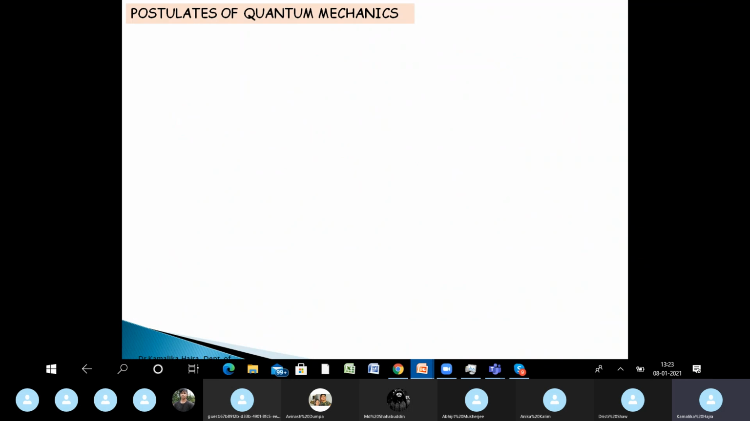Finally, we are now at a stage to summarize the postulates of quantum mechanics. Again, very important. It may come as a question: what are the postulates of quantum mechanics? So what I'm going to say now in the next two slides is basically the summary of what we have been studying, what we have been discussing in this portion from day one of our semester.